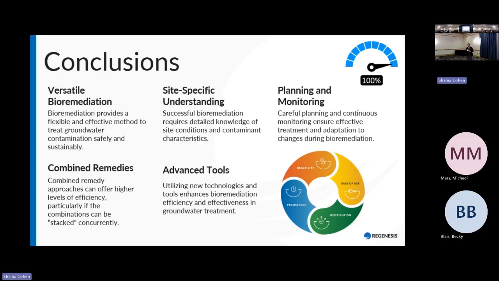Talking about combined remedies, is there any consideration if you're deciding to do a targeted removal in a source area or something like that, and is access more of a concern when you do one versus the other?